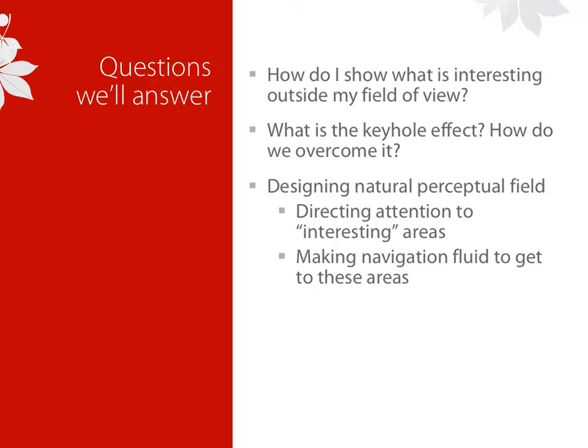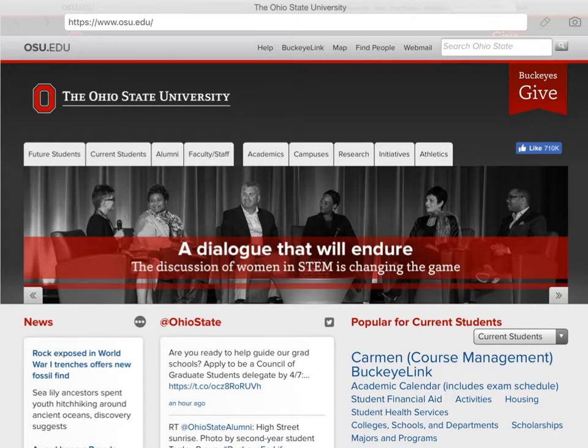And then we'll just start kind of chipping away at this idea of designing a natural perceptual field to direct attention to interesting areas and to make navigation fluid to get to these areas. This last one will actually be the focus of the next lesson. Before we dig into getting lost in menu space, let's talk about menus first.